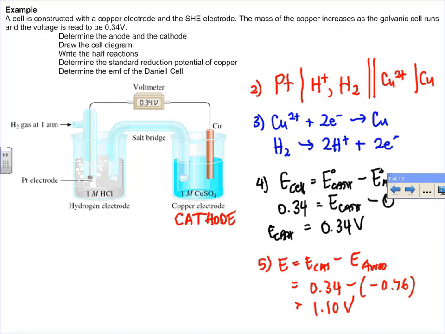Now for galvanic cells, we've said that they are spontaneous reactions. The E cell for a spontaneous reaction is greater than 0, as is the case with the zinc-copper reaction.